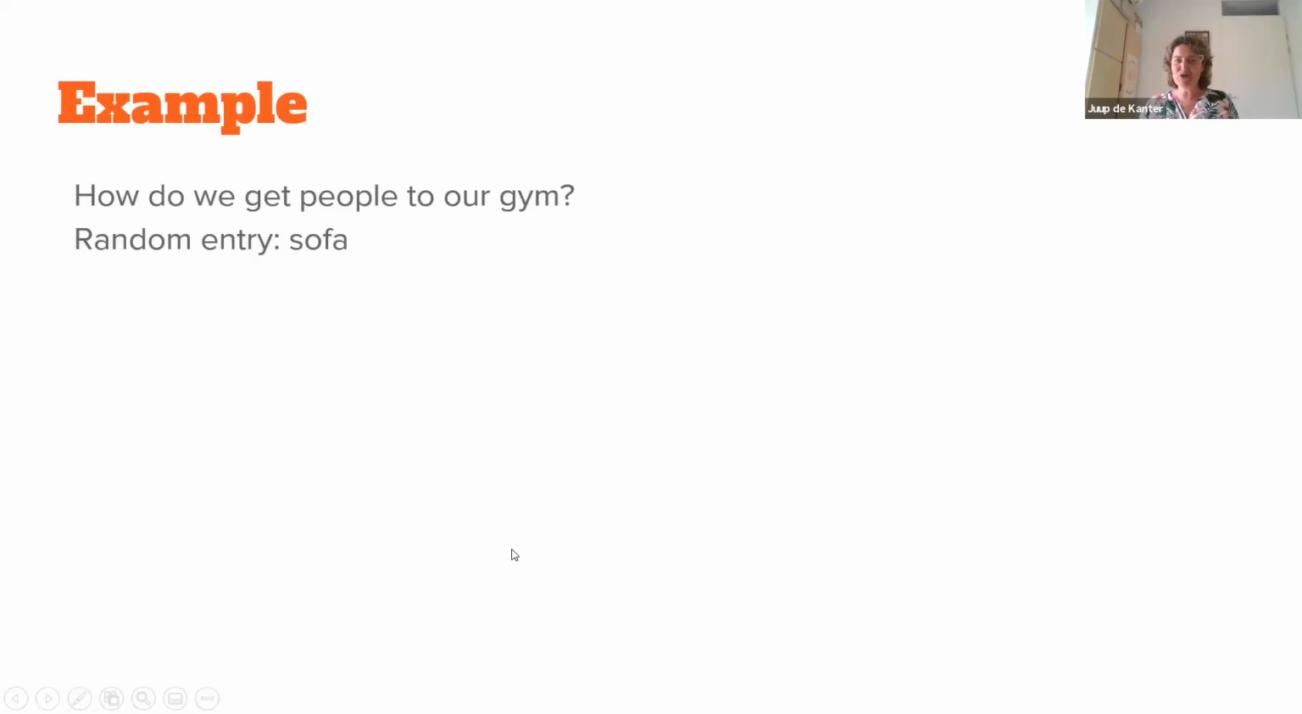Another one is how to get people to your gym. This was in the non-corona phase, but they used a random entry point sofa. Can someone come up with an idea? How can you use a sofa to get people to your gym? And if you have a solution, you can put it in the chat.